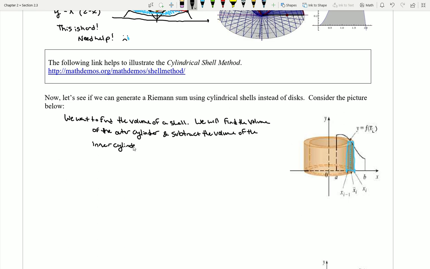This is going to be actually a very similar process to how our washer method worked in the last section. Notice here, if I can find the cylinder that goes all the way out to this edge. So just imagine this outer ring, this big circle up top.